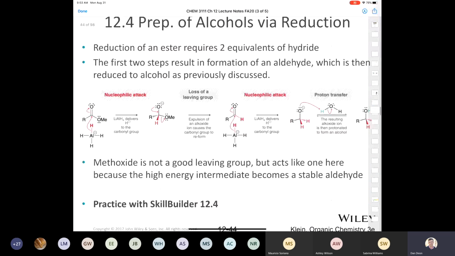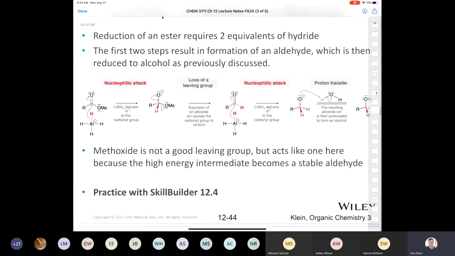Let's take a look at the mechanism showing here the reduction of an ester. And if you're like, oh, isn't it just the same thing that we saw for the aldehyde and the ketone? No, not really, not at all, because after you deliver the hydride, you end up with this intermediate here, which is really wacky. It says here that then you lose an alkoxide.